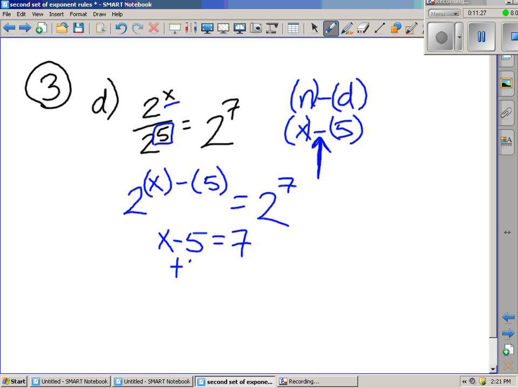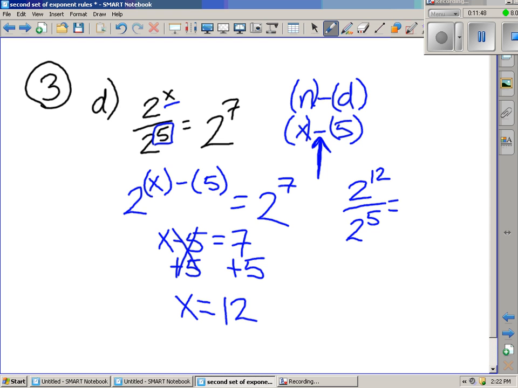So to solve this problem, we add 5 to each side. On the left side, negative 5 plus 5 cancels, and on the right side, we get 12. And if you want to check your work, you can write out the problem 2 to the 12th over 2 to the 5th, and you could write out 2 12 times, etc., and you could write 2 out 5 times in the denominator, cancel, and then see what you have left to make sure that you have 7 left.